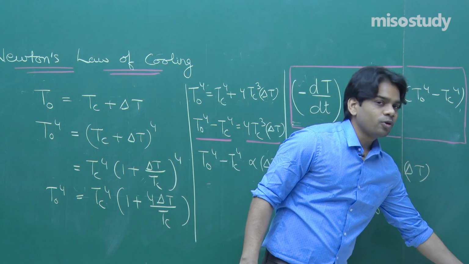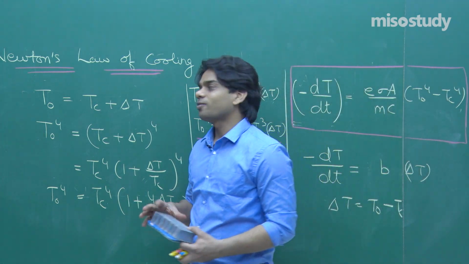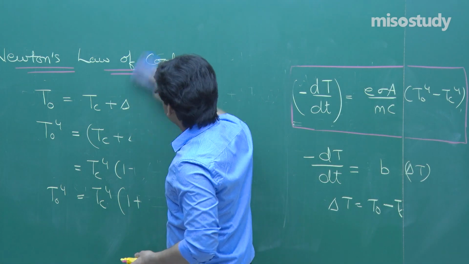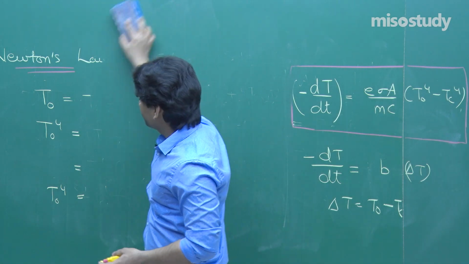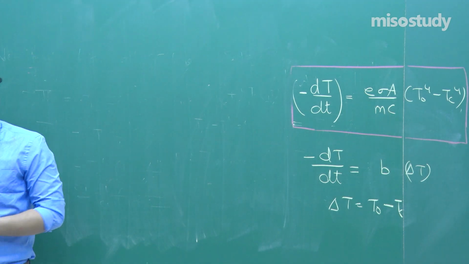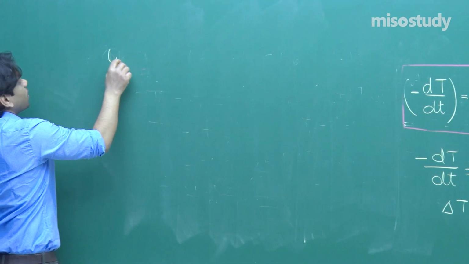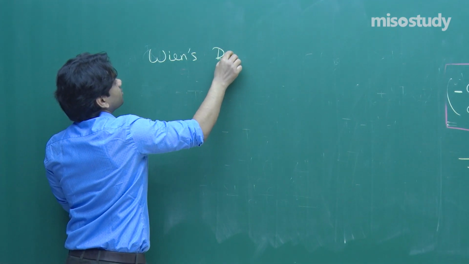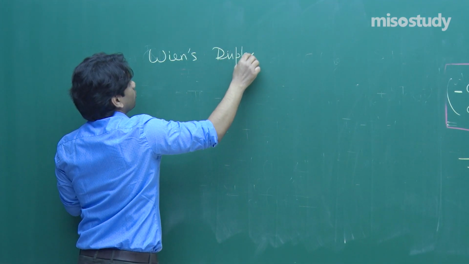Let's go ahead. After Newton's law of cooling, one more part we are left with, that is Wien's displacement law. The next part is Wien's Displacement Law.